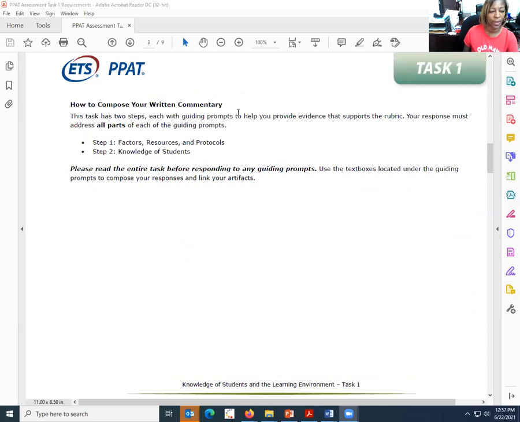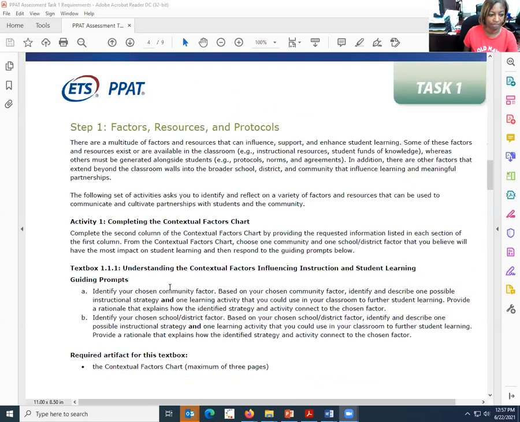Okay, so you have to compose a written commentary, and it says step 1, you're going to talk about the factors, the resources, and protocols. And then, of course, step 2 is knowledge of students. Factors, resources, and protocols. There are a multitude of factors and resources that can influence, support, and enhance student learning. Some of these factors and resources exist or are available in the classroom, such as instructional resources, student funds of knowledge, whereas others must be generated alongside the students, such as the protocols, the norms, and the agreements.